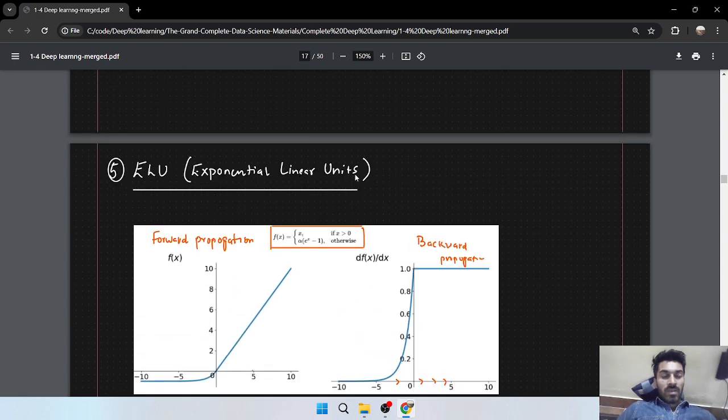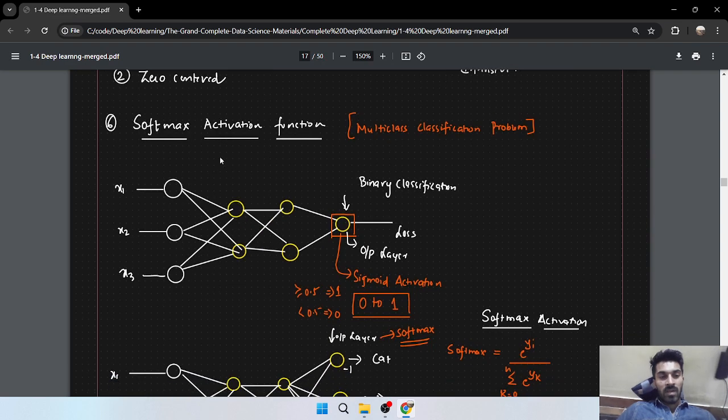We can use this function, but it will take some time, so that's why 90% or 99% of the time we will use the ReLU activation function only.